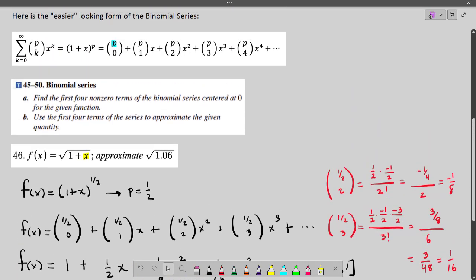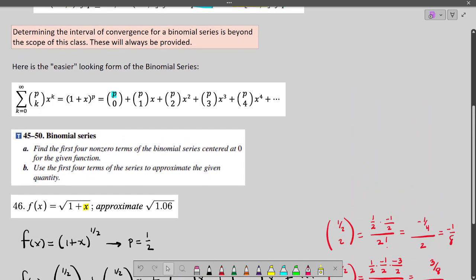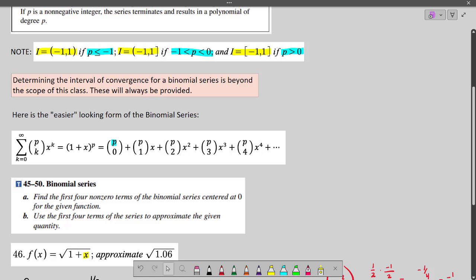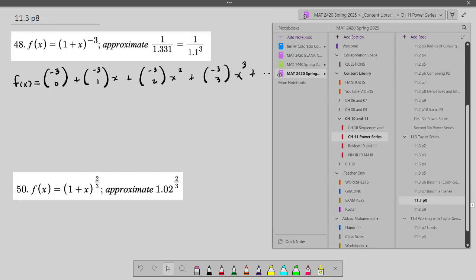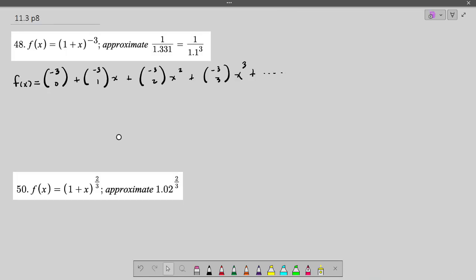And then what was the next one? It was negative 3. So if we look at negative 3, p is less than or equal to negative 1. So if we're at negative 3, we have the open interval. So this one here is going to be that. That's going to be given to you. You never have to figure that out.